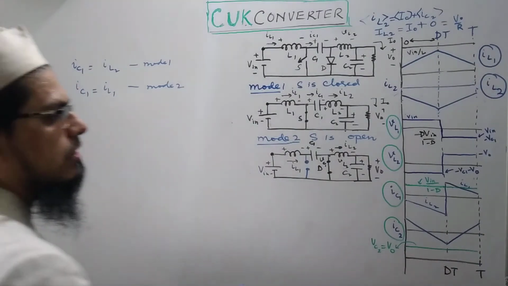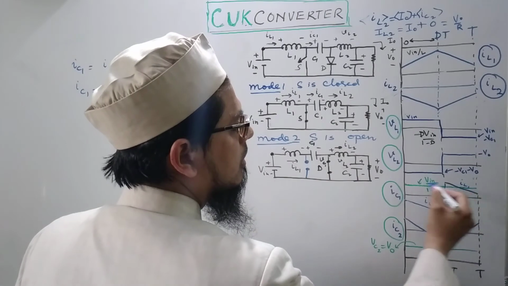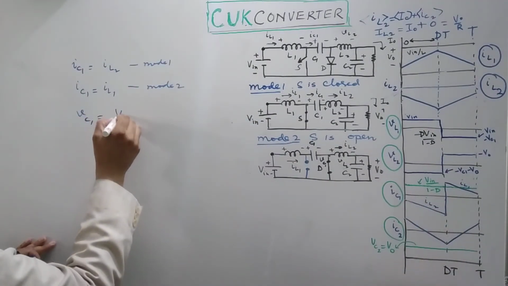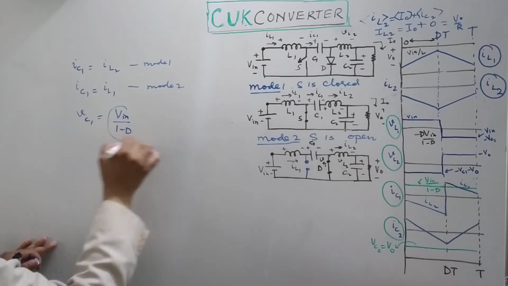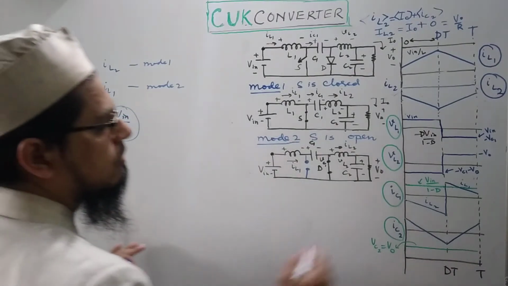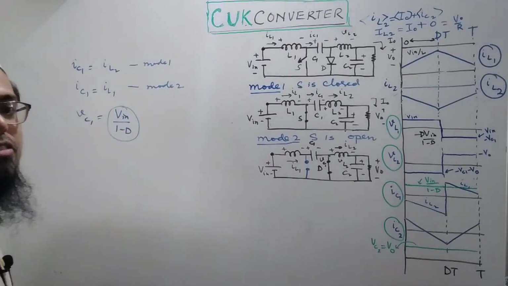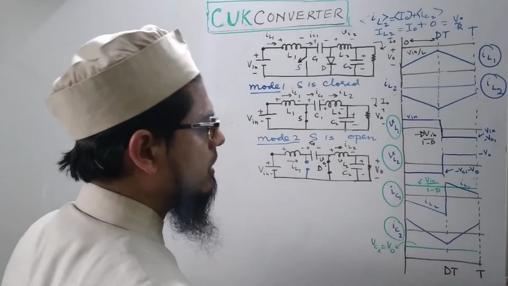What about the voltage? What about VC1? VC1 we have already calculated. It is Vin upon 1 minus D, and this has to be a positive voltage. So that's why I have shown a constant value Vin by 1 minus D. For a particular value of D, it will be a constant voltage.